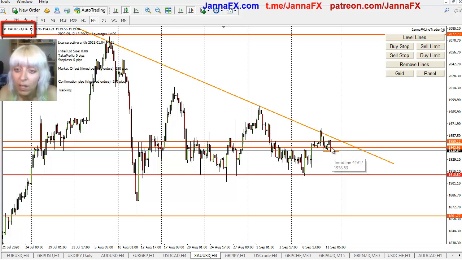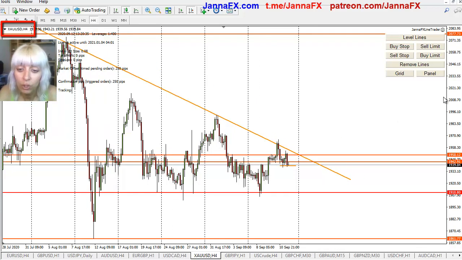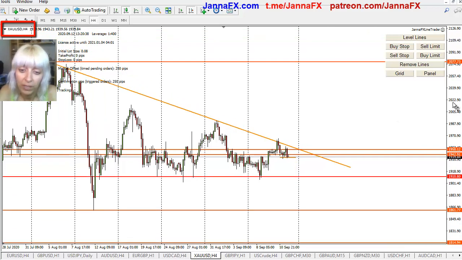So possibly if it stays in here, I might place my pending orders for sale from this level. If it decides to just sit here, then of course before the news that we're going to expect, I will see where is next to place the orders, and maybe once again, if I am able to, I will try to send screenshots to Telegram, okay, Jana FX. So that's my view on gold.